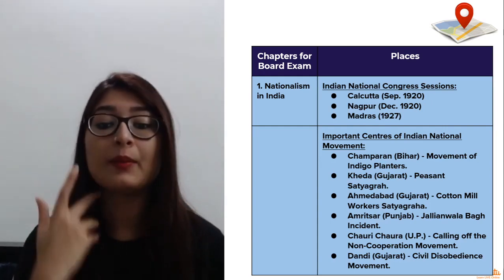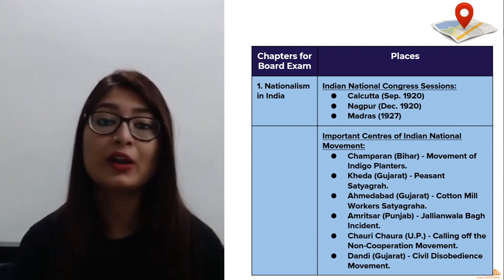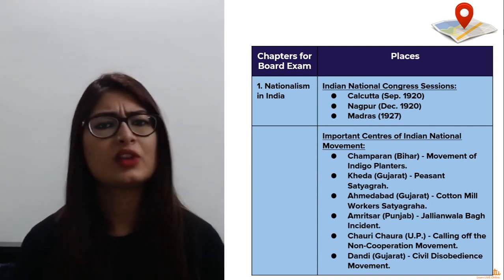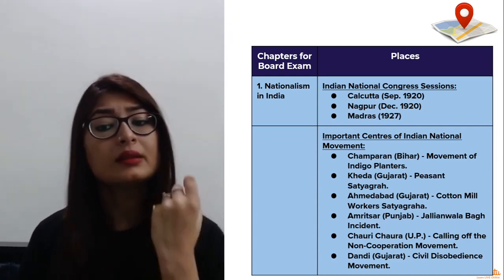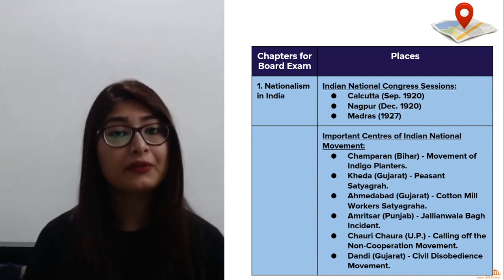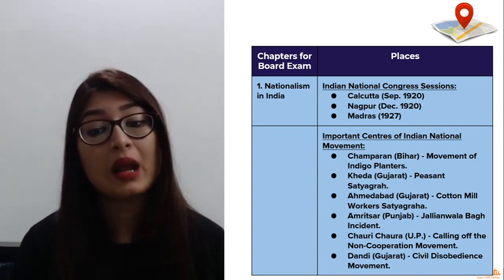So then we have Amritsar in Punjab, Jallianwala Bagh incident. Although I am not sure if you have read about this or not, this is something that right from our childhood we have been hearing about. This is a very important event in the history of our struggle for freedom. So that place makes it very important. So we need to know where Amritsar is.